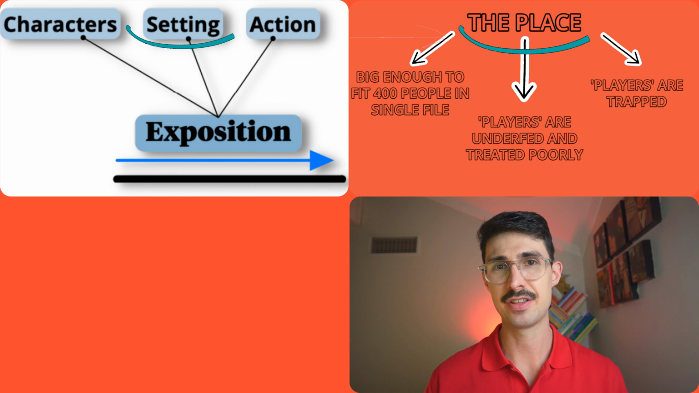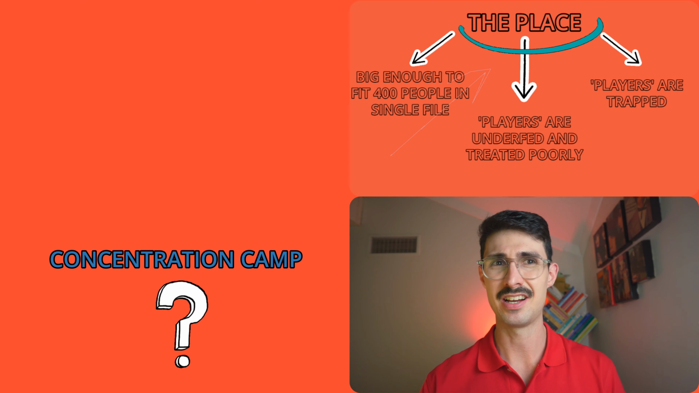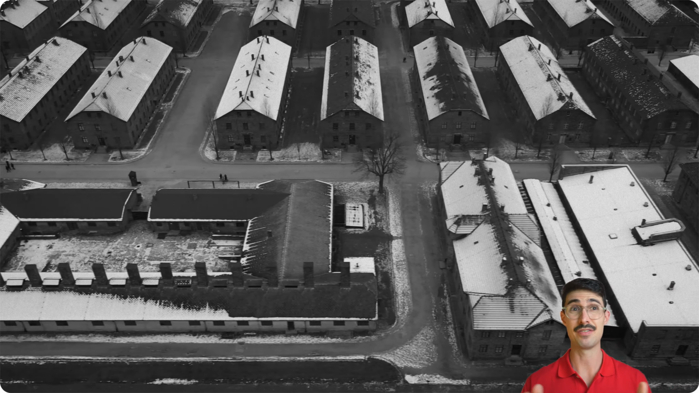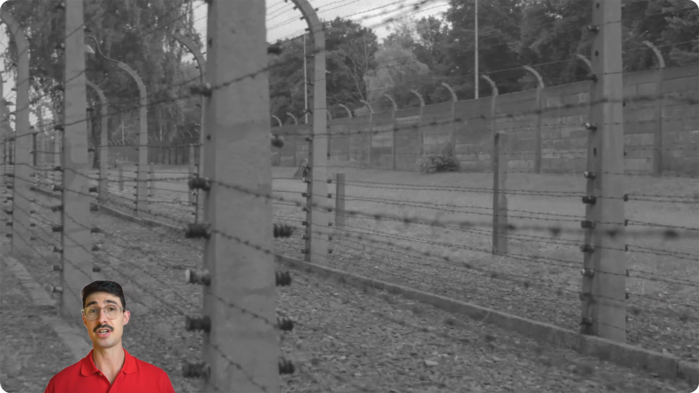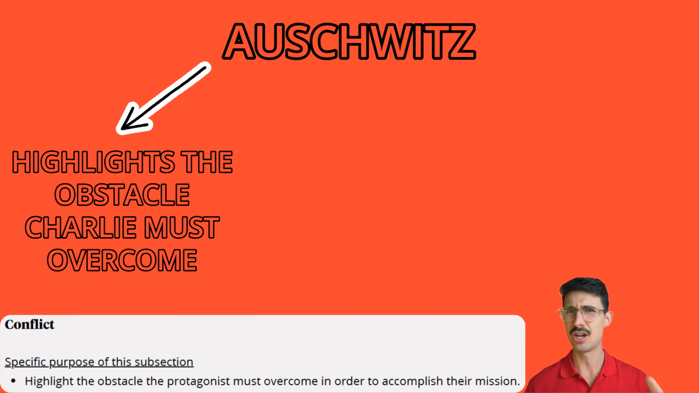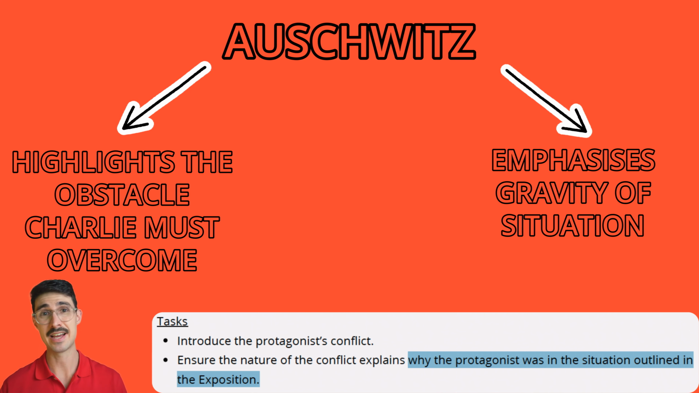Recall that in the exposition, readers can infer that Charlie is in a concentration camp, but the precise details of it are unknown. Auschwitz is the most notorious concentration camp of the Nazi regime. It is associated with some of the most horrific acts in history. Telling the reader that Charlie is at Auschwitz does two things. First, it highlights the obstacle Charlie must overcome to accomplish his mission. And two, it emphasizes the gravity, or the seriousness, of the situation outlined in the exposition.